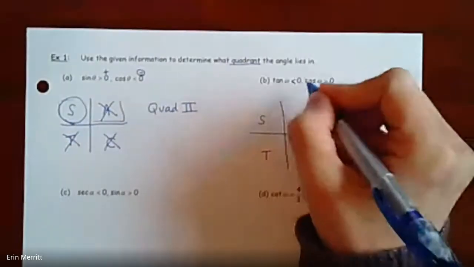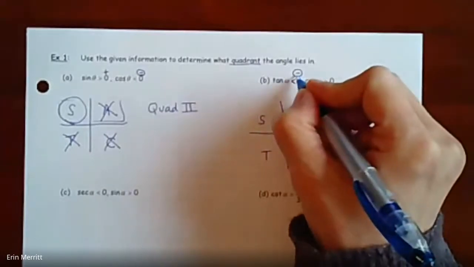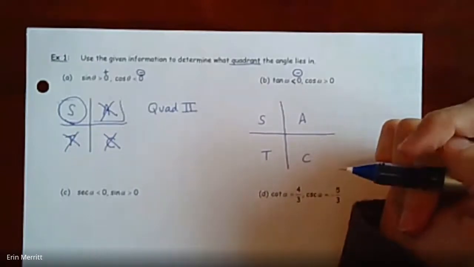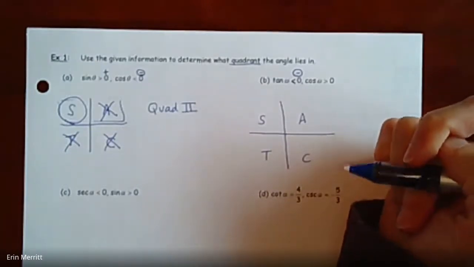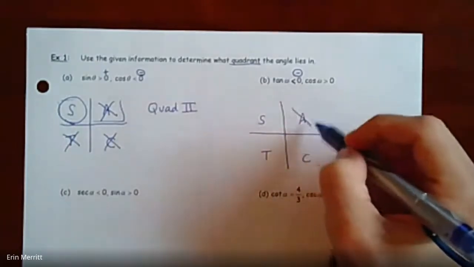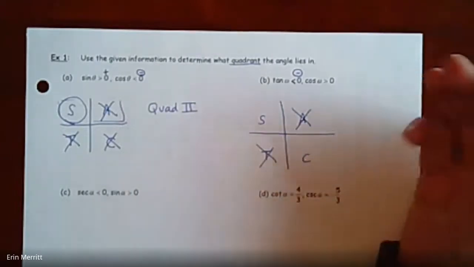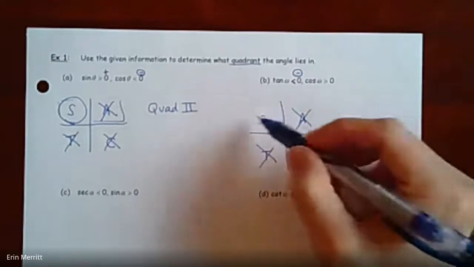All right, so tangent is less than 0 or negative. So think about, where is tangent negative? Well, I like to think of where's tangent positive and just cross that out. So tangent's positive in the first quadrant. Get rid of that. Tangent's positive down where the T is. Get rid of that. All right, so that leaves us with these 2 quadrants.